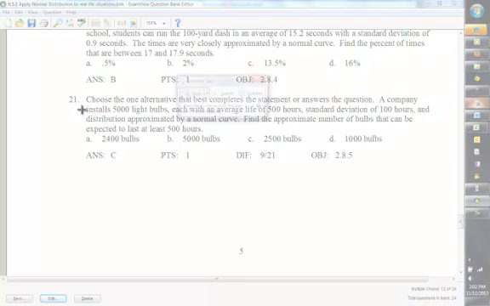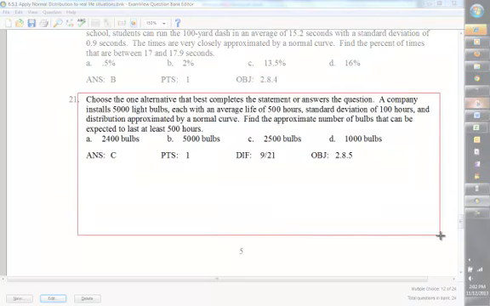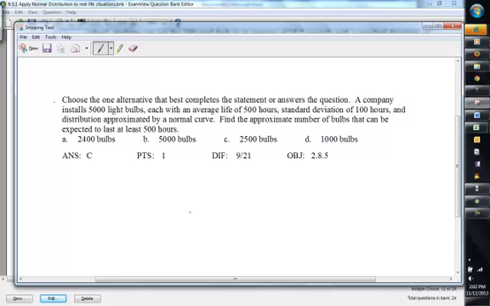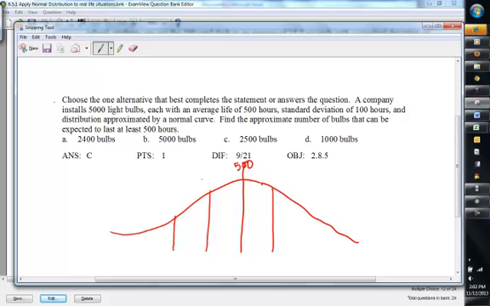Here we've got a situation with a light bulb factory. A company installs 5,000 light bulbs with each an average lifespan of 500 hours, the standard deviation of 100, and a distribution approximated by a normal curve. So we're going to get the normal curve here. And when we do, it tells us that the middle value is 500 hours, and each standard deviation is worth 100 hours. So this would be 400 hours, 300 hours, 600 hours, 700 hours, and so on.